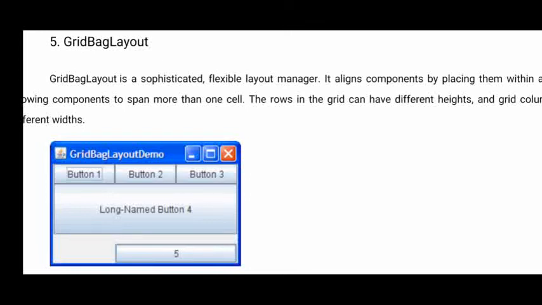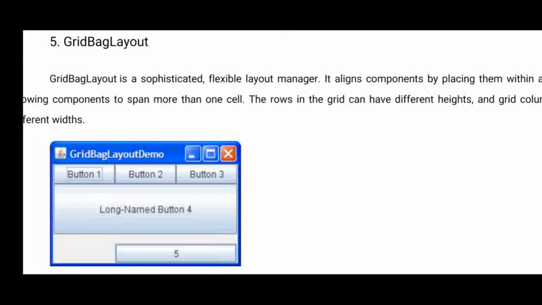You can increase the height and width of the grid. See, in the case of grid layout, if you have given 3 rows and 3 columns, each and every box, each and every cell is displayed with equal size. But if you want to display cells with different sizes, different heights and different widths of the boxes, then you can go for a grid bag layout.